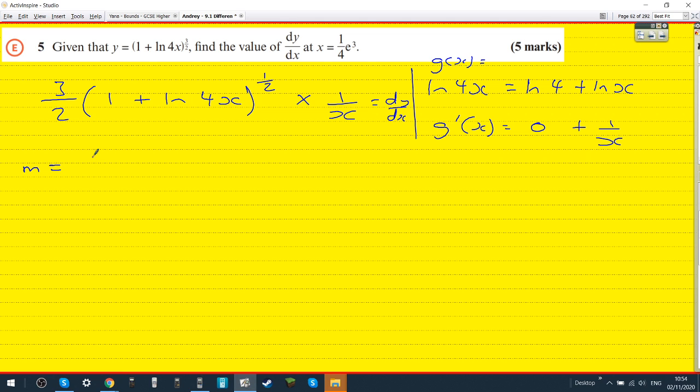Alright, so just 3/2 and then 1 plus ln of 4 times 1/4 e cubed, and then to the power of a half, times 1/4 e cubed. Mm-hmm. Let's try simplifying this then. So for 1/4 e cubed, does that flip it to be 4 e cubed? I believe it would be.